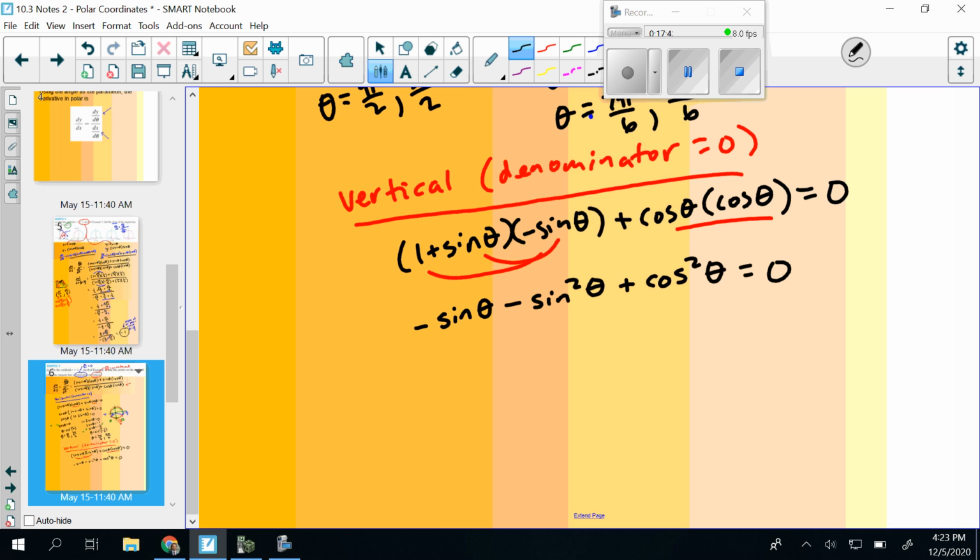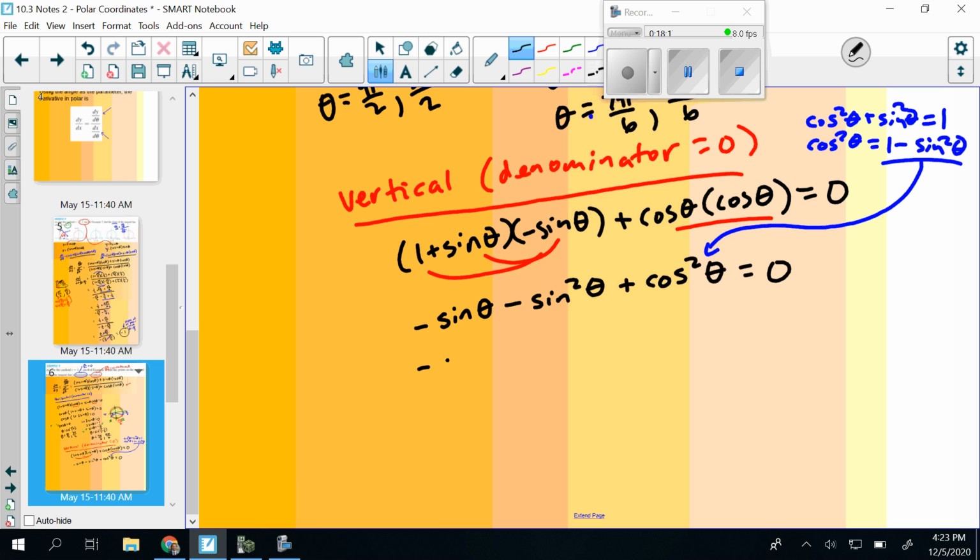Next, I don't see anything we can do. Sometimes when you have sine squared plus cosine squared, you put that equal to 1, but this is a negative sine squared, so that won't work. So what we're going to have to do here, let's use that property we just talked about, that cosine squared theta plus sine squared theta is equal to 1. If we solve that for cosine squared theta, that tells us cosine squared theta is equal to 1 minus sine squared theta. I'm going to replace it here.